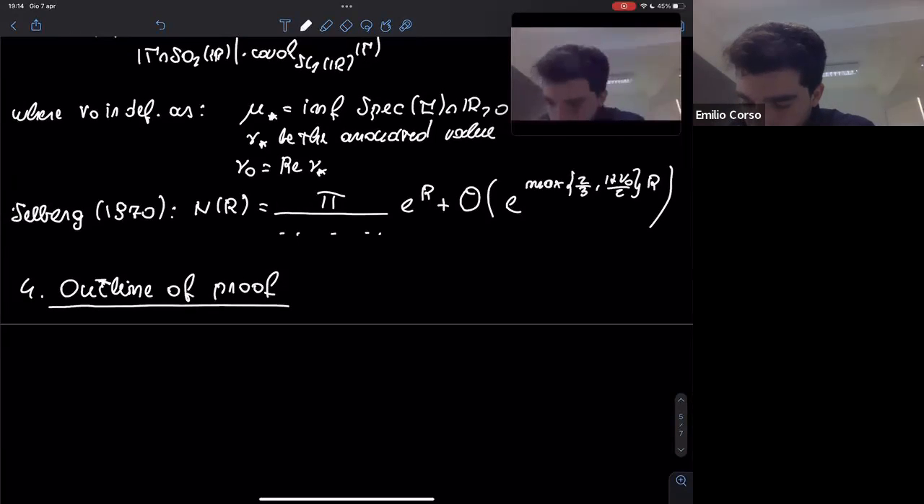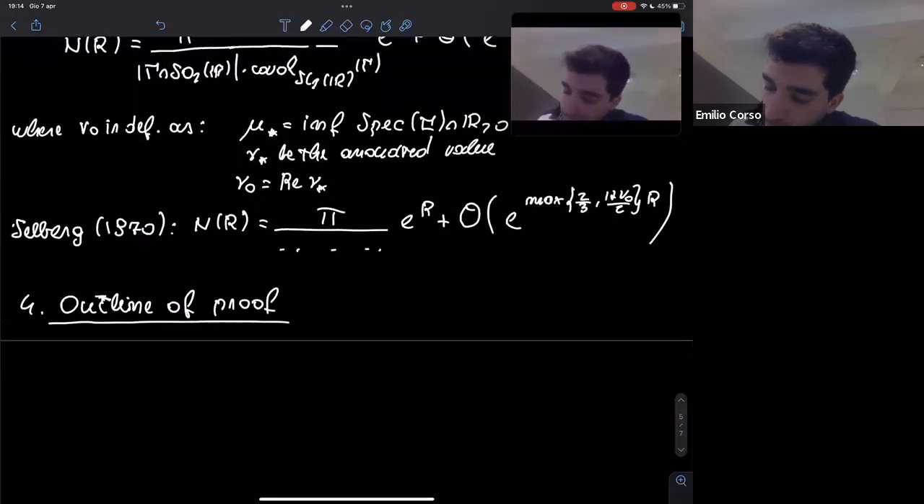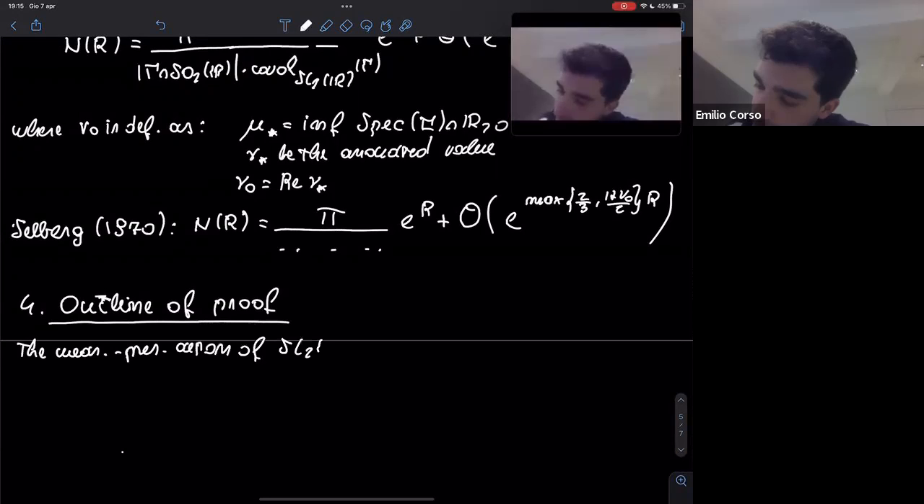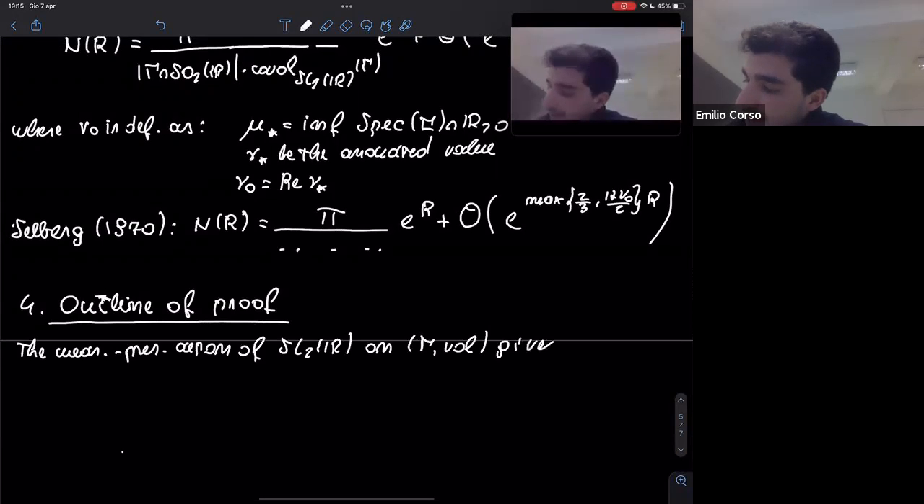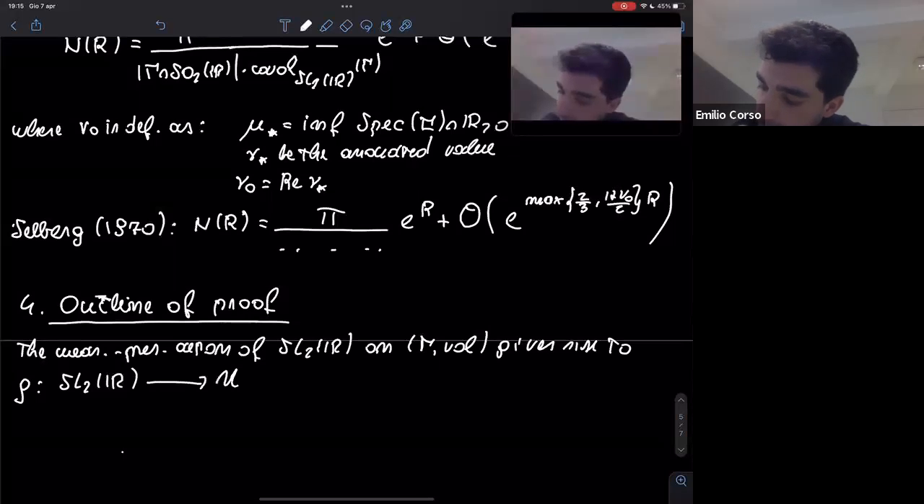Let me also just say right from the beginning that the method is elementary. It uses really basic facts of harmonic analysis of SL2R, and it's really elementary and gives really precise estimates. So the measure preserving action of SL2R on M with volume gives rise to the Koopman representation, the unitary representation, which I call ρ, of SL2R onto the Hilbert space L2(M, vol).